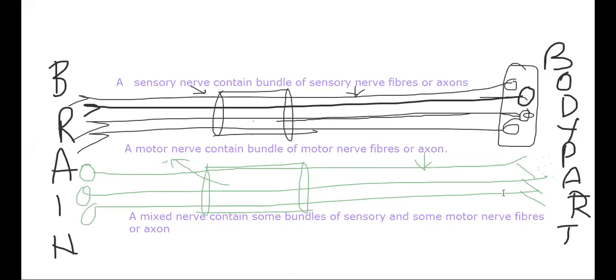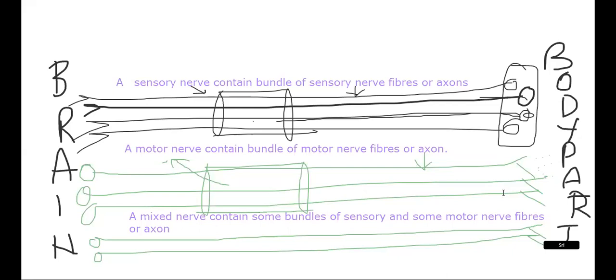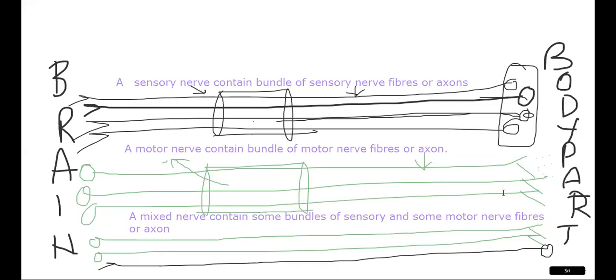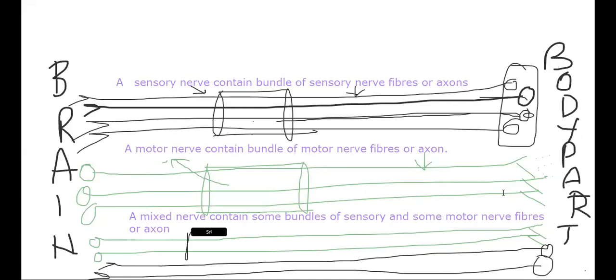Now when I want to explain this in the case of a mixed nerve, we have to draw some bundles of motor nerves and some bundles of sensory nerves, each making its own way. Is it possible for me to draw one more? Okay. So that means some bundles are like this, some bundles are like this. So totally, what do you say? It is a mixed nerve, which contains sensory nerve fibers as well as motor nerve fibers.